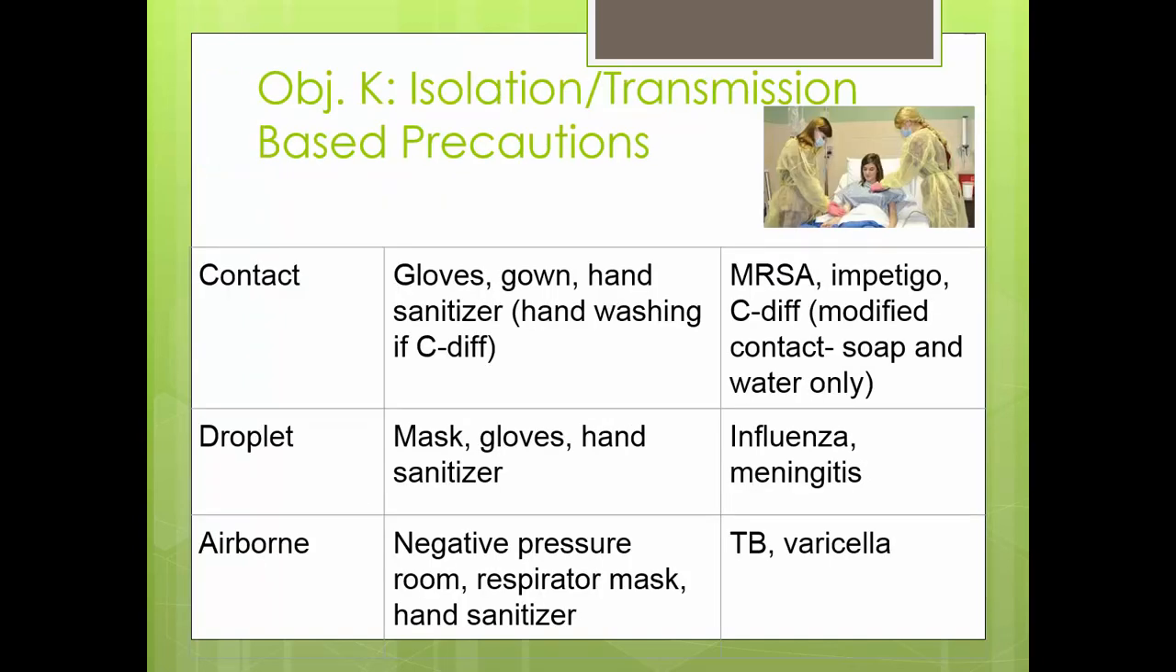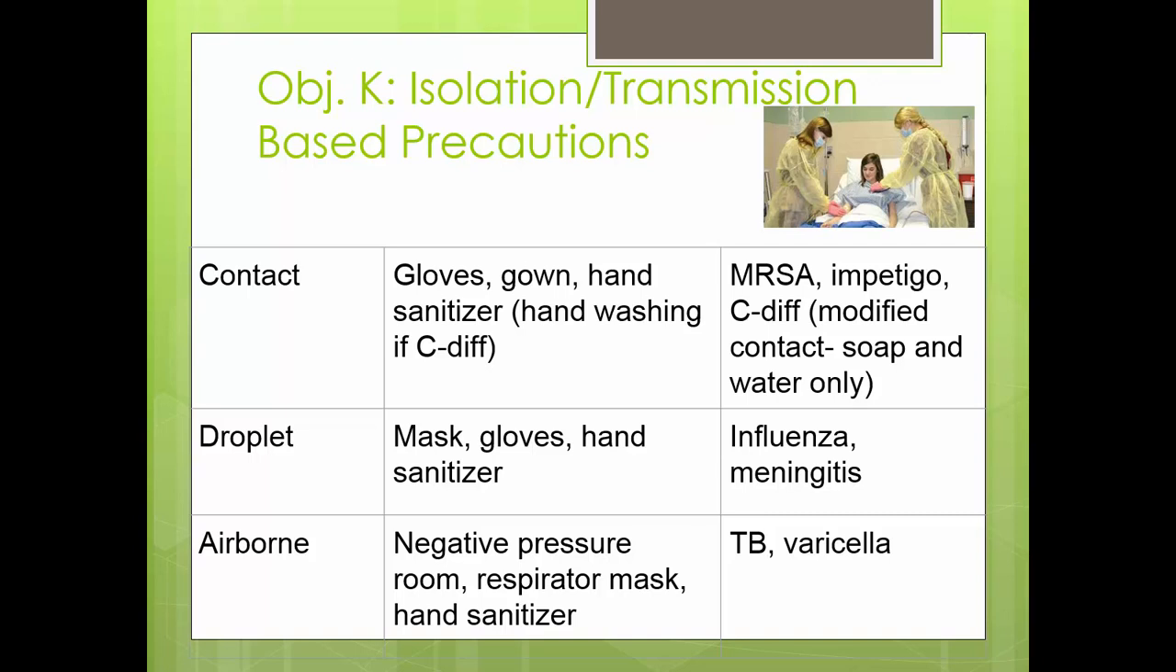Isolation precautions are special precautions used in conjunction with universal precautions for patients with certain communicable diseases like MRSA and TB. Contact precautions include wearing gloves and a gown when entering the patient's room, and this is for diseases like MRSA. Anytime a patient's on isolation precautions, they should have their own dedicated equipment, like a blood pressure cuff or stethoscope that gets left in the room, and this is to minimize the risk of spreading the disease to other patients.